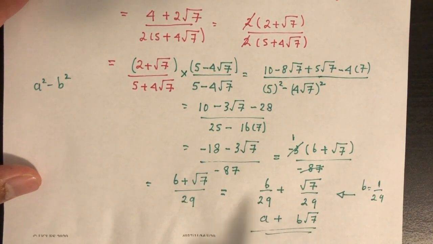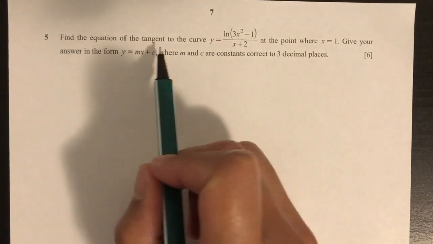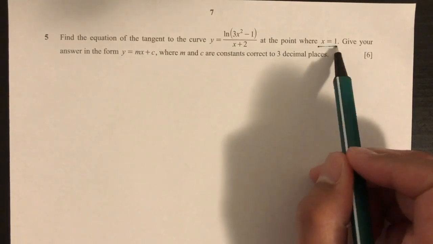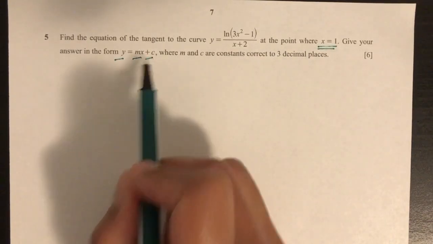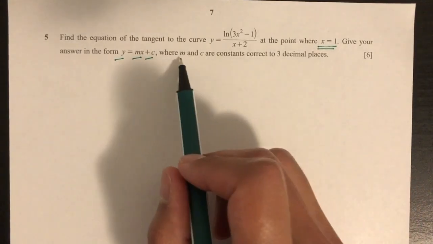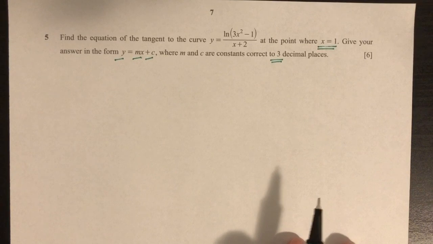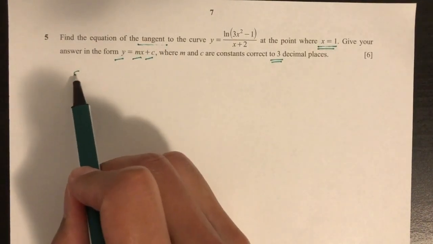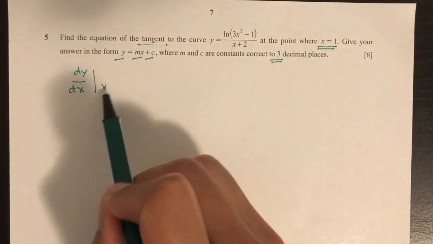Okay, so that is question number 4. Question number 5, we have to find the equation of the tangent to the curve y at the point where x equal to 1. Give your answer in the form y equal to mx plus c, where m and c are constants, correct to 3 decimal places. Alright, so to find the equation of tangent, we have to find dy by dx at x equal to 1.